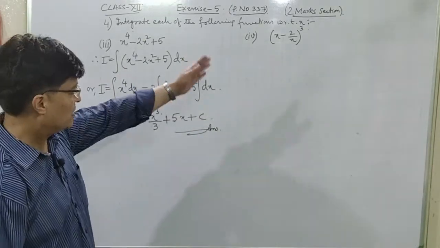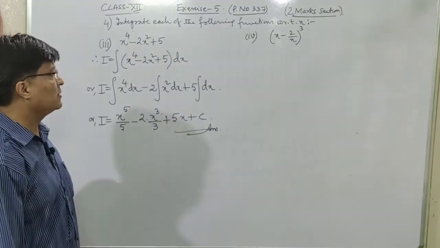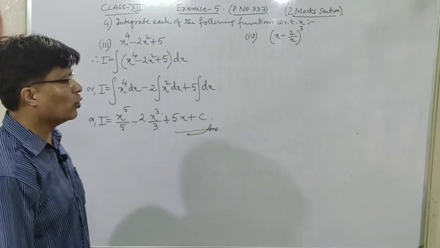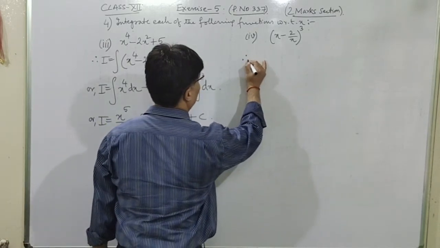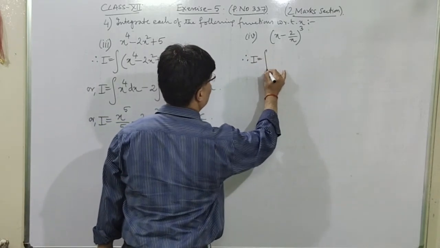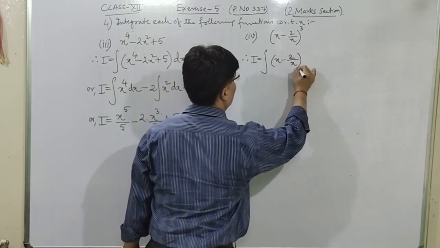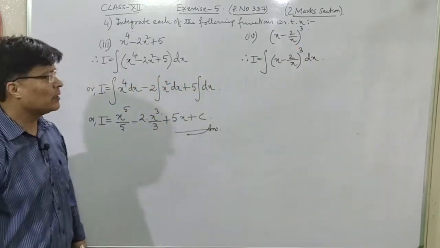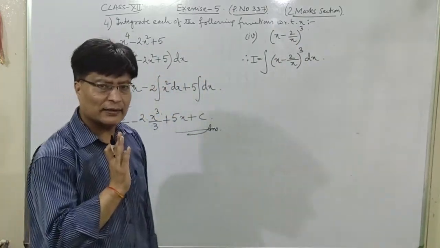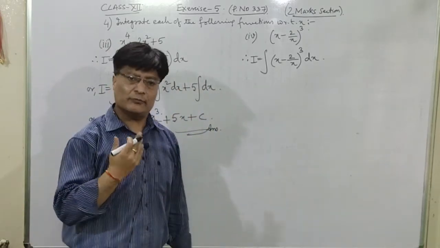So next, let's do this for number 4. You have to integrate x minus 2 upon x whole cube with respect to x. Okay? So first, what do we write? Therefore I is equal to integration of x minus 2 upon x whole cube. Then what do we write? dx. Okay? So we cannot integrate this directly. So you have to simplify the given expression.